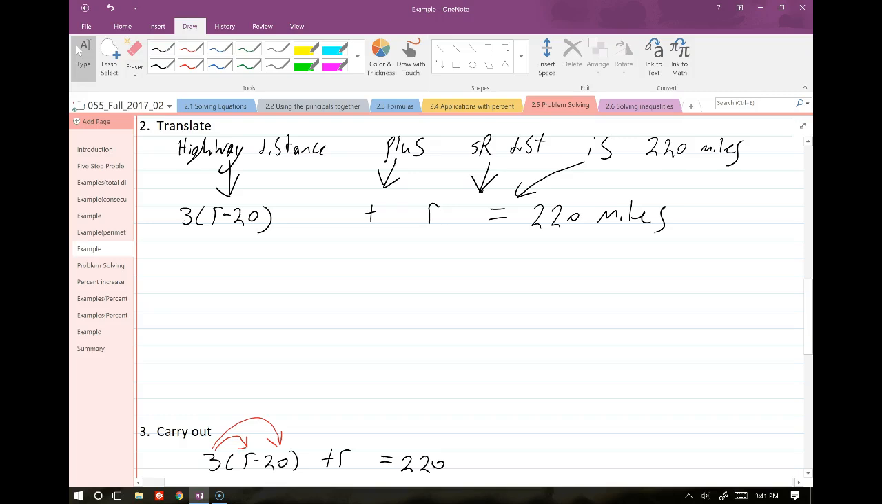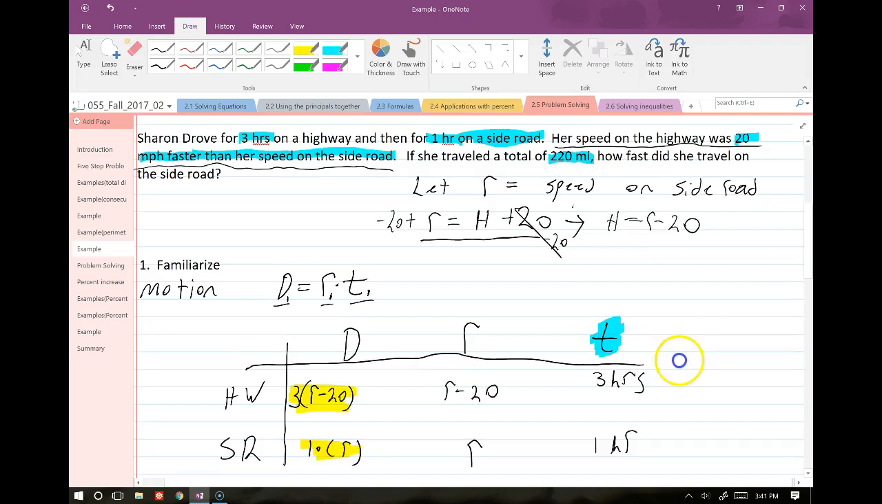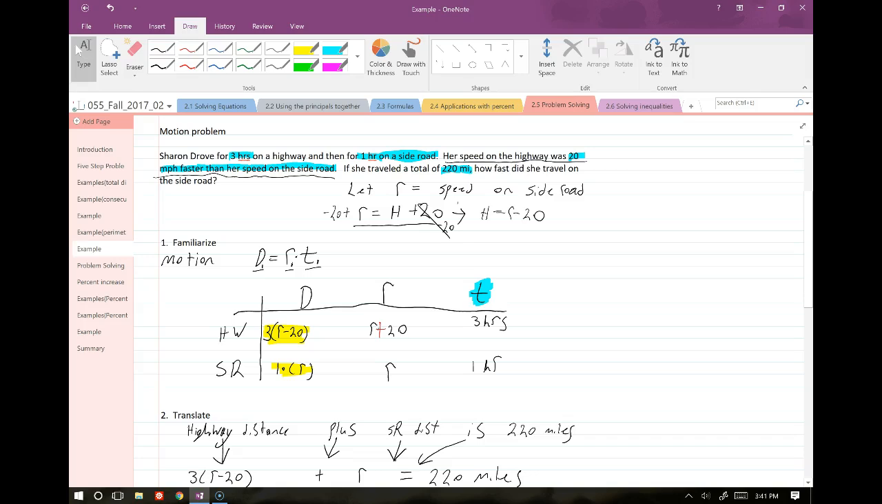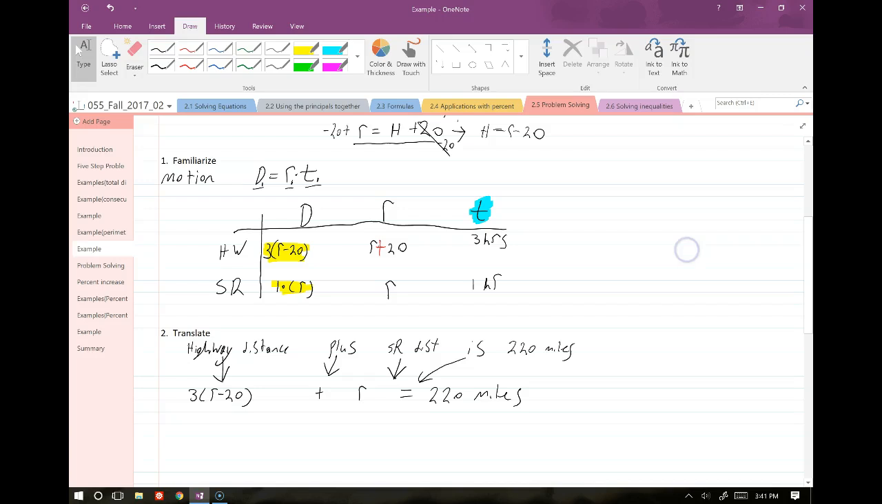All right, so what we did, that's interesting. You need that Y-way distance back to 20. Highway R plus 20. Yeah, I think you're right. It says it right here: highway was 20 miles per hour faster than the speed on the side road. That's where it went wrong. That was a plus. And I didn't start figuring that out until the bottom where I was like, wait a minute, that doesn't make any sense.